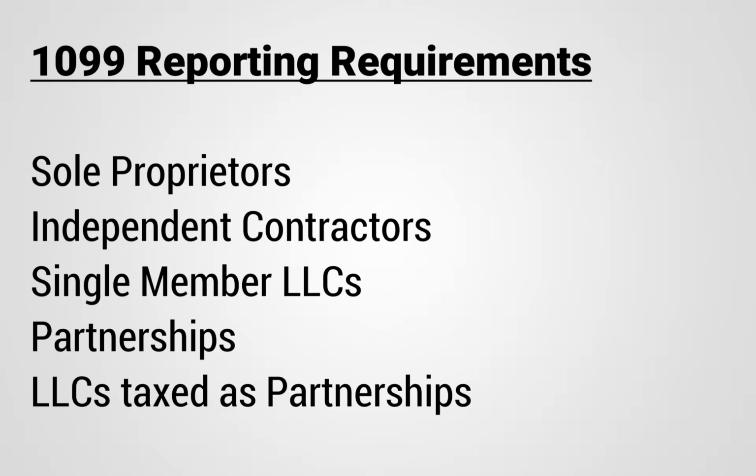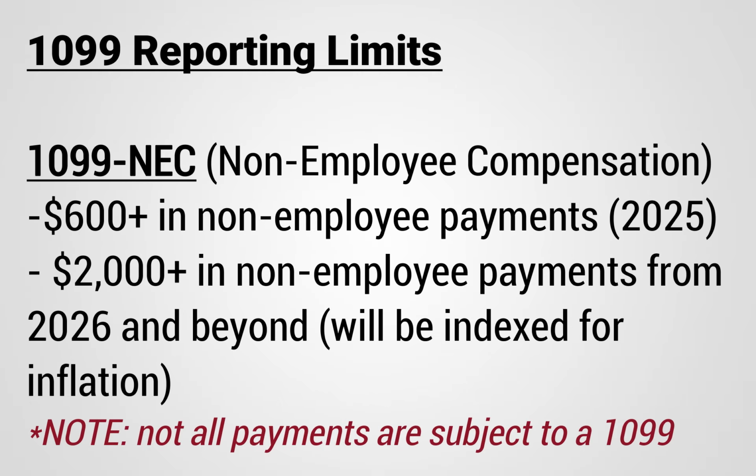So S corporations, C corporations, LLCs taxed as a corporation, those are not going to receive 1099s. The most common 1099 that you're going to issue is a 1099 NEC, non-employee compensation. Now, as of 2025, you need to issue a 1099 for $600 or more of vendor payments. And just to reemphasize, it's for non-incorporated vendors: sole proprietors, single member LLCs, partnerships.